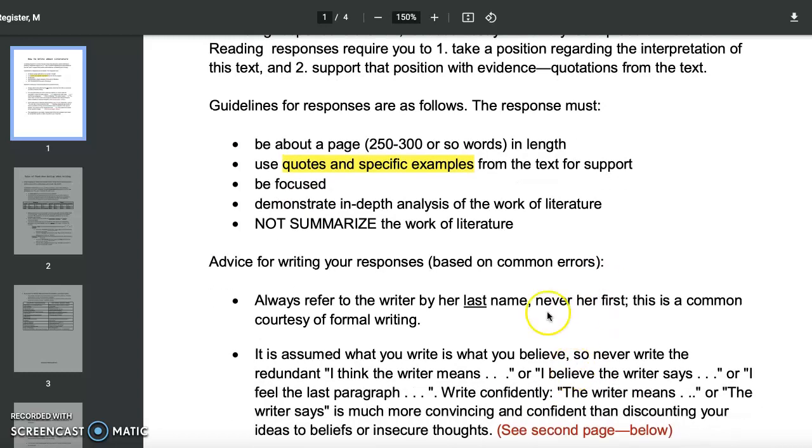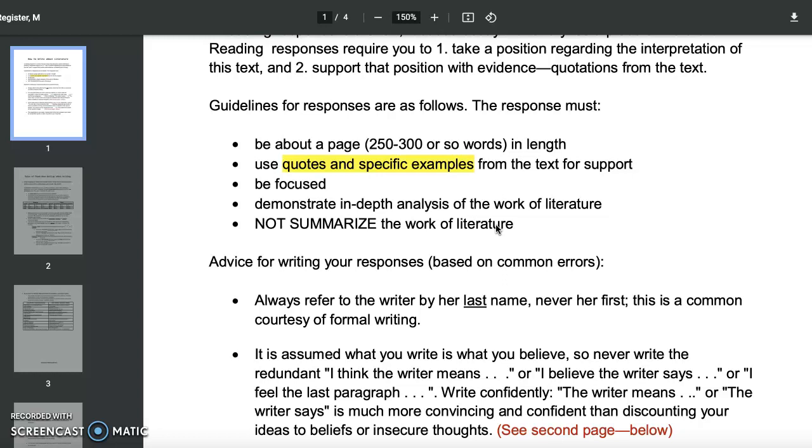You'll always use quotes and specific examples from the text to support your ideas. So you've read the text, you've processed it, you've brainstormed a little bit, you've thought about this discussion. Then you provide your response. I don't want to say answer. It's not an answer. It's your thoughts and your ideas. Anytime you provide an idea, you need to back it up or support it with something that you've pulled directly from the text. And of course, if you're quoting it verbatim, you'll need to include quote marks and be sure to attribute that quote to whomever wrote it.